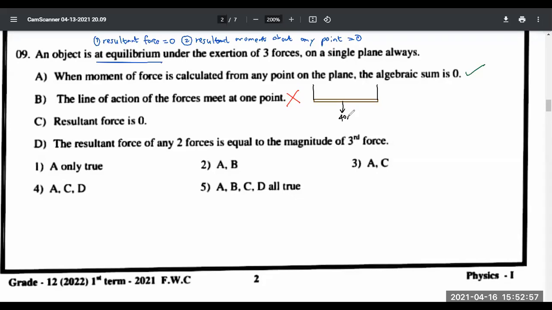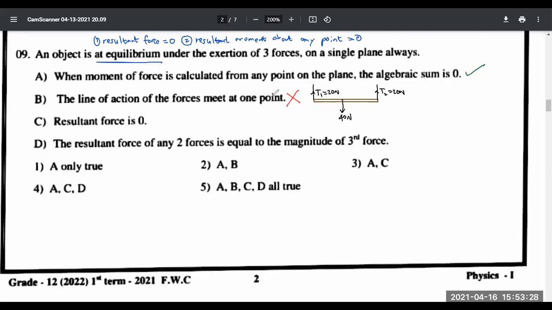It's 40 Newton. In one string the tension is 20 Newton, in the other string the tension is 20 Newton. 3 forces are acting. The object is at equilibrium, no problem whatsoever. But are these forces meeting? They are never going to meet. So it's not necessary for the line of action of forces to meet if the forces are parallel. But if they are not parallel, yes, for an object to be at equilibrium, they should meet.